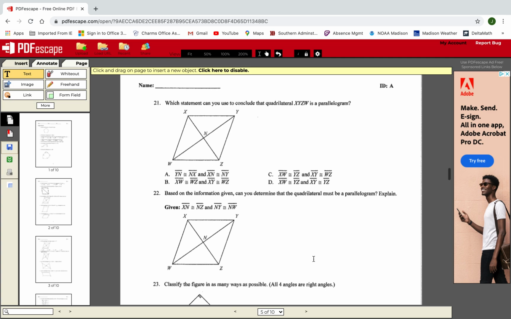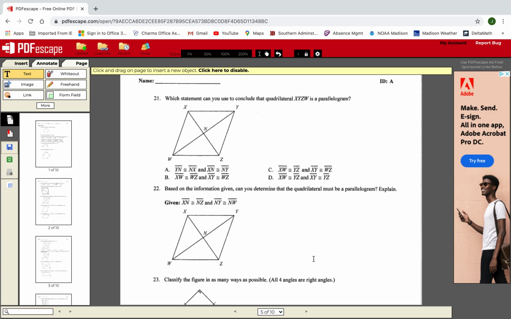We are continuing the review with 21. 21 says, which statement can you use to conclude that quadrilateral XYZW is a parallelogram? Well, I'm looking and I'm seeing all these segments in the answers here. So let's look at them and see which ones would work.